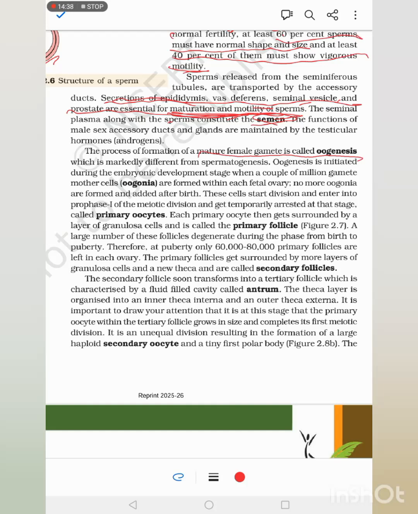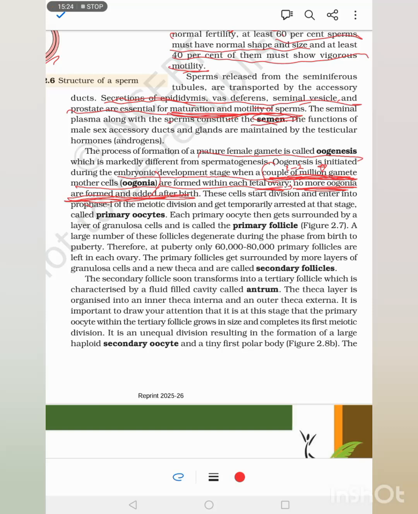Spermatogenesis. First difference, I already told: oogenesis is initiated in the embryonic developmental stage, when a couple of million gamete mother cells are formed in the fetal ovary. Million gametes, this was very important. So when the girl is in the mother's womb, at that time itself in her ovary, 1 to 2 million gamete mother cells, that is oogonia, are already formed. And after birth, no more oogonia are formed. So whatever oogonia the girl has is from the time she was in the mother's womb.